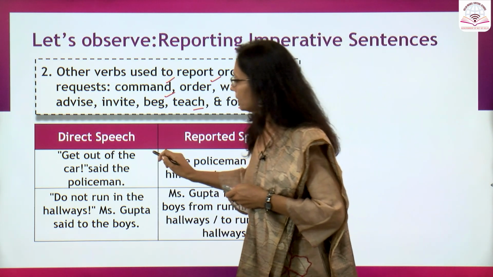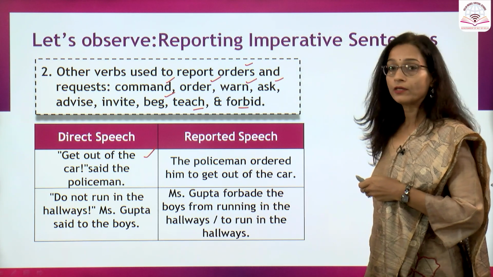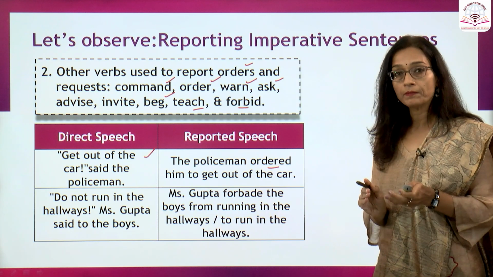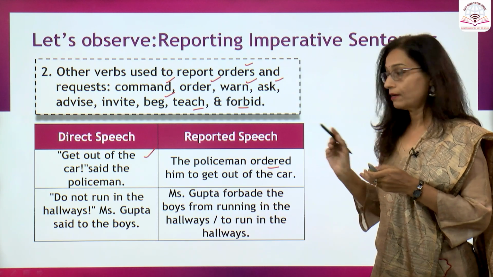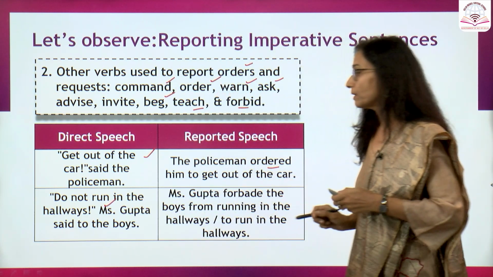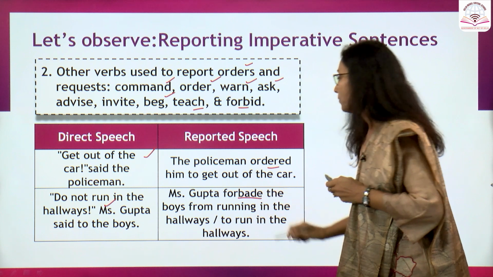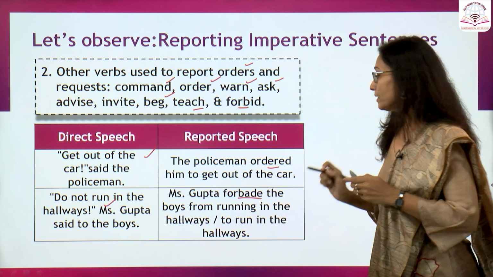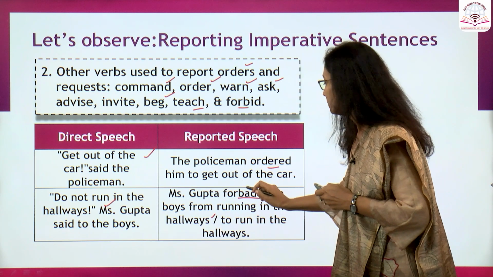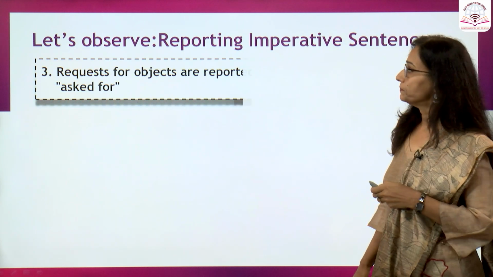Let us take a look at the examples. Get out of the car, said the policeman. So, the verb that we are using here is ordered. The policeman ordered him to get out of the car. Do not run in the hallways, Miss Gupta said to the boys. Miss Gupta forbade the boys from running in the hallways. We can also use to here. Miss Gupta forbade the boys to run in the hallways.